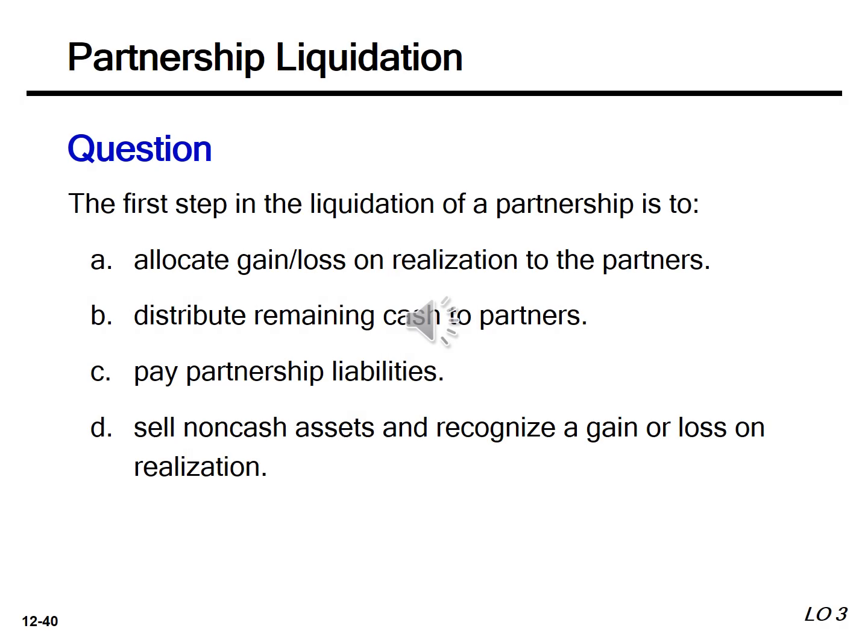A couple of quick review questions. The first one says, the first step in the liquidation of a partnership is to: A. allocate gain or loss on realization to the partners. B. Distribute remaining cash to the partners. C. Pay partnership liabilities. Or D. Sell non-cash assets and recognize a gain or loss on realization. And of course, the first step, just like we've learned previously, is to sell non-cash assets and recognize a gain or loss on realization. So the correct answer here is D.